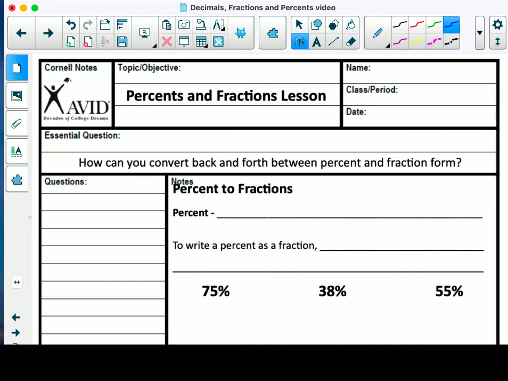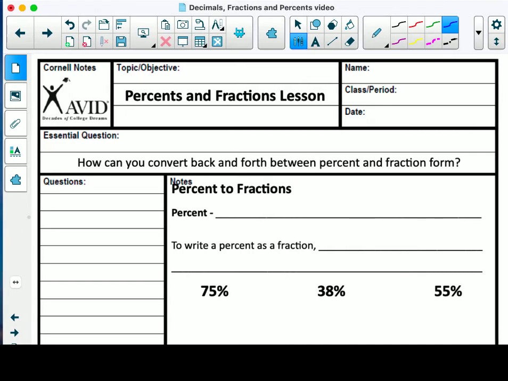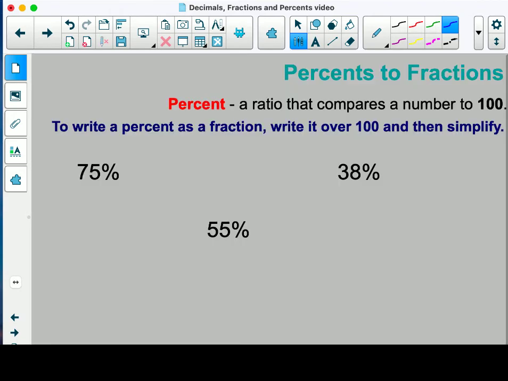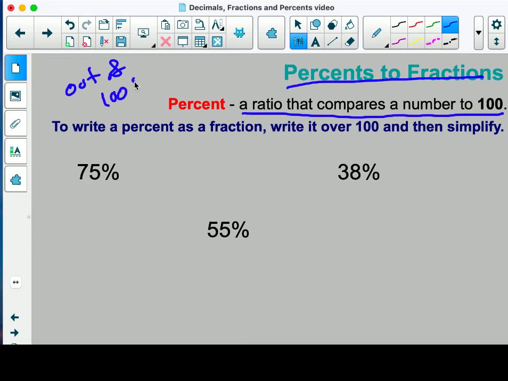So flip to the next page in your note packet. This one's a nice quick one. And we're going to focus on going from percents to fractions first. All right, so percents to fractions. So here's the two things we want to add into our notes. A percent is a ratio that compares a number to 100. I always think of it as it means out of 100. Okay, so that goes in that first line.